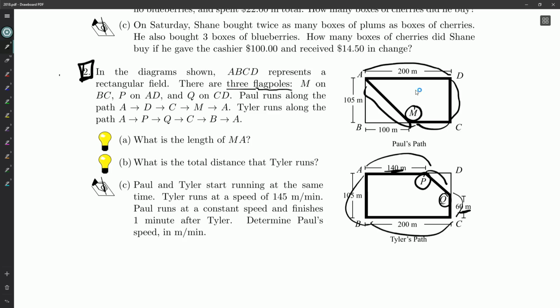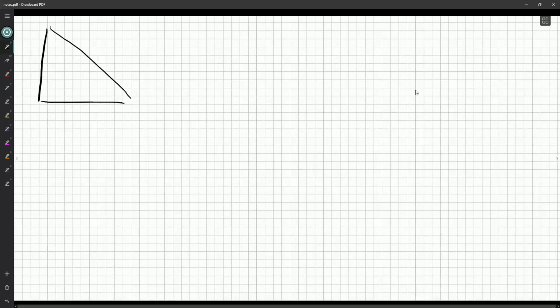Okay. So, light bulb A. What is the length of MA? So this hypotenuse here, well, we got 100 meters, 105 meters, and it's a rectangular field, so it's going to be a right angle. So just, by Pythagoras. That's a light bulb. You don't have to write anything if you don't want to. Just make sure you have the final answer. So I might say something like MA squared is 100 squared plus 105 squared.